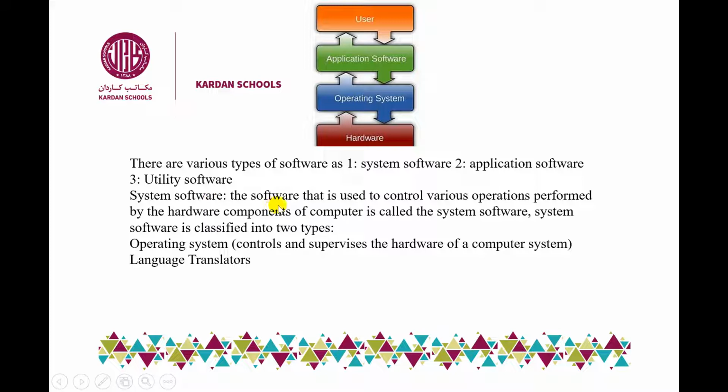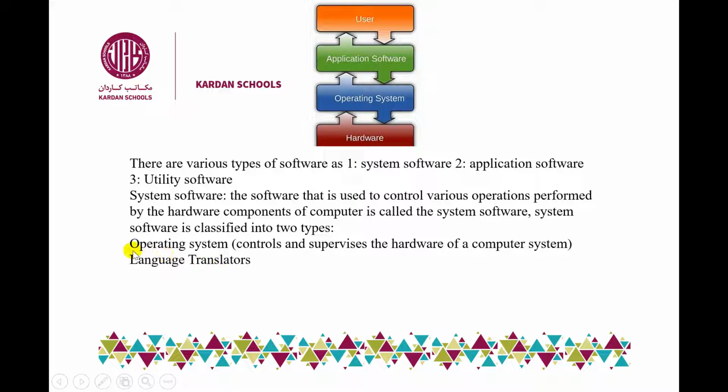The software that is used to control various, it means different, operations or functions, actions performed by the hardware components of the computer is called system software. It means system software controls every activity, every operation done by the computer. So system software is classified, it means it's divided, into two types. If you want to learn more about system software, let's talk about it.